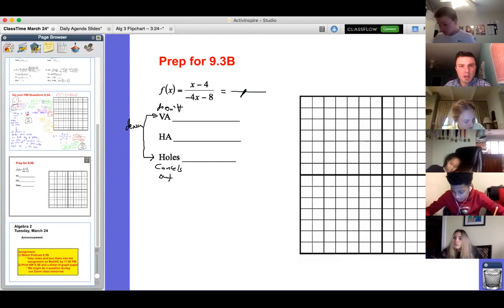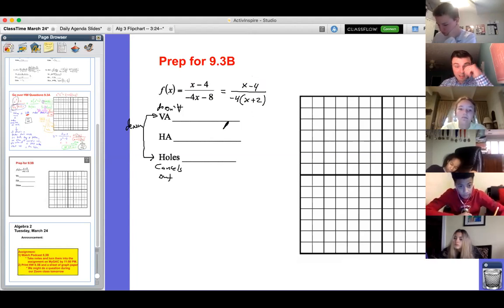Okay, so what can I take out of negative 4x minus 8? 4. Okay, we can say 4. I kind of like taking out the negative too. Let's take out the negative also. You don't have to, you'll still get the same answer. So we take a negative 4 out, and then what's left inside there? X plus 2. And then numerator, does it factor? No. Does not factor. Okay.